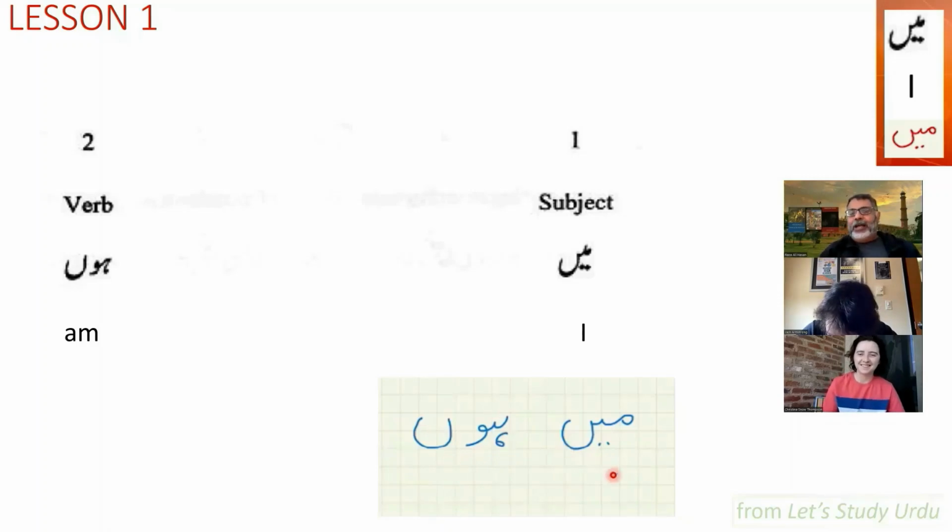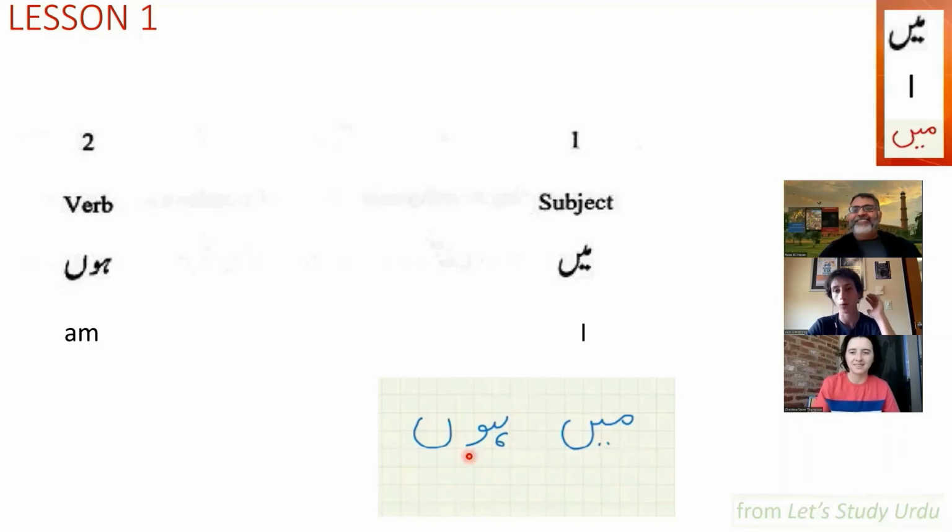Okay, so let's see. So मैं हूँ means I am. So now I'm going to pull one on you guys. I'm going to say मैं Ali हूँ. So Jack, you're going to say मैं Jack हूँ. So I'm going to say मैं. Jack, go ahead, say मैं Jack हूँ. Very good.